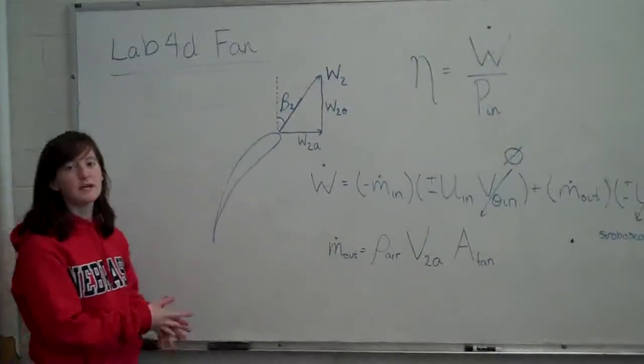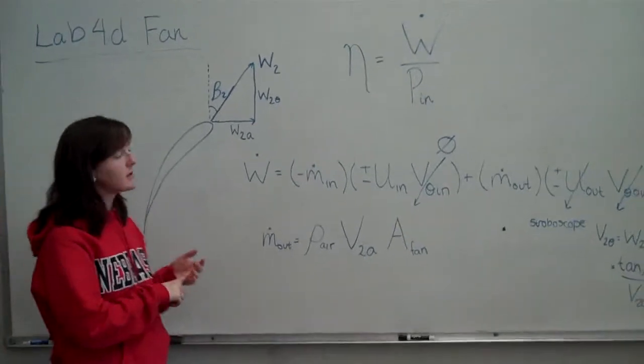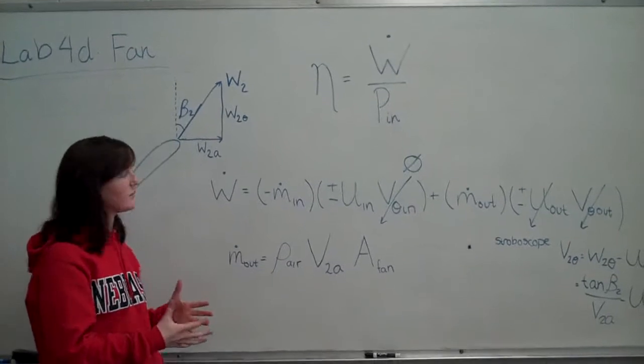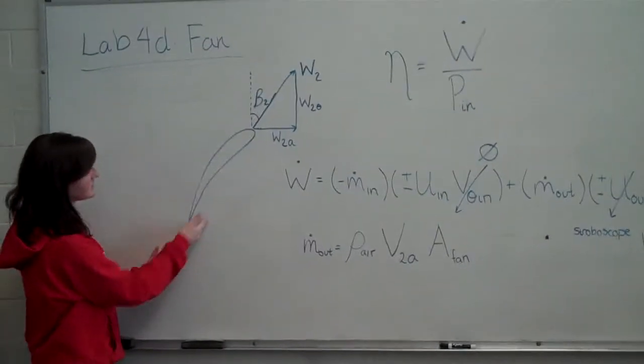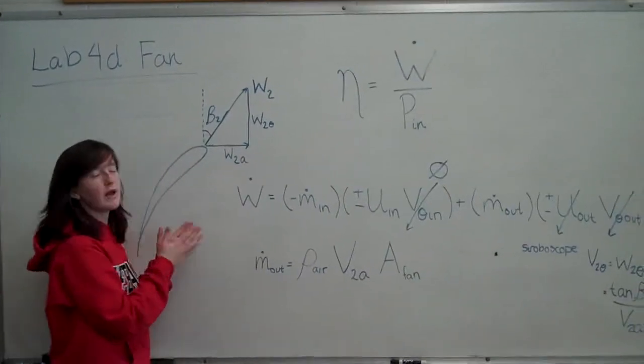In Lab 4D, we'll take a look at the efficiency of a common house fan by comparing the power that it outputs on the air as it flows through to the power that it takes in to run. Briefly, this is a schematic of a fan blade, and this is a velocity triangle of air as it leaves the fan.